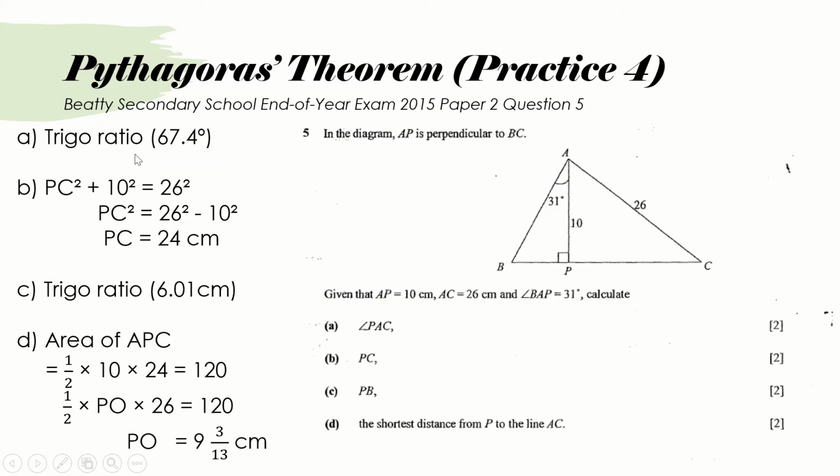Alright, so we can see that trigonometric ratio, Pythagoras theorem, and area of triangle, three concepts, are being tested in one question. So it's possible. Usually it's like that.